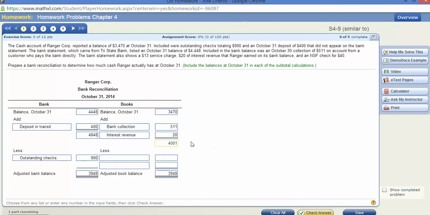Now, these are the things that the books could not possibly know should be added to the books, and really became aware of it when you got the bank statement. There's also charges that the books did not know about until the bank statement comes, and it says here clearly the bank statement shows a service charge of $13. So we're going to have to drop this $13. And that's going to be a service charge.